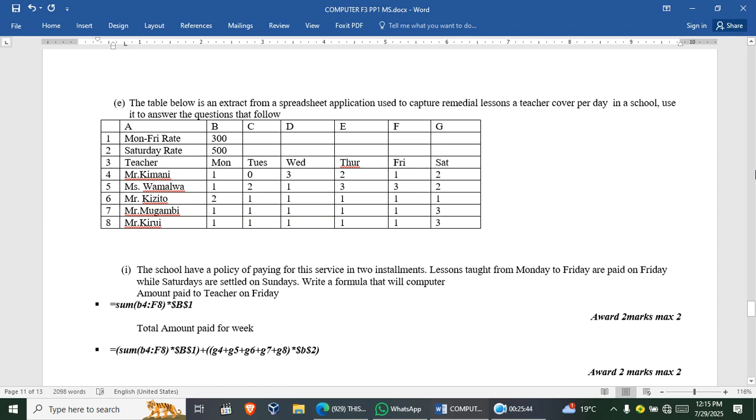Total amount paid per week, you can see how I have gone about it. So it is Saturday plus now the weekdays.